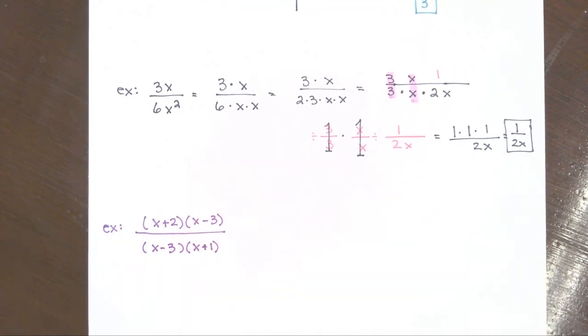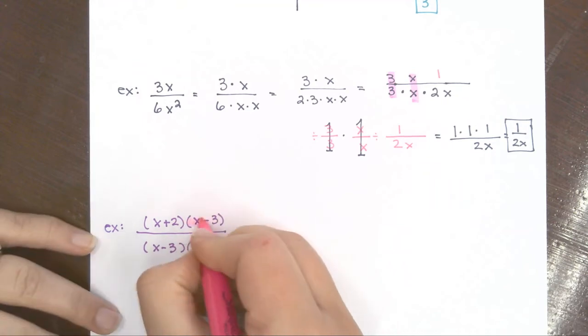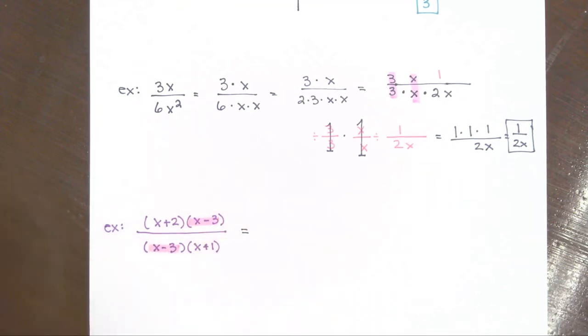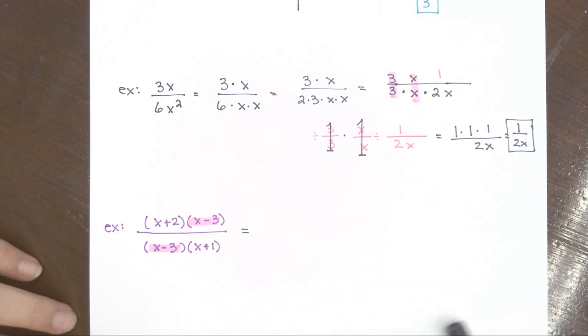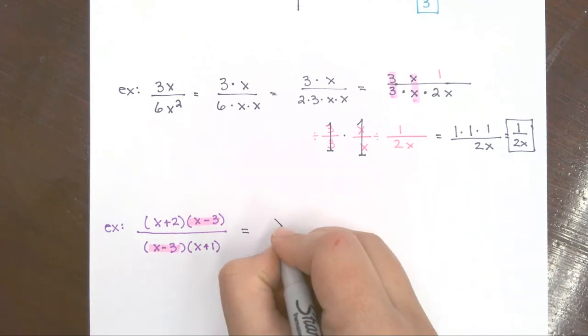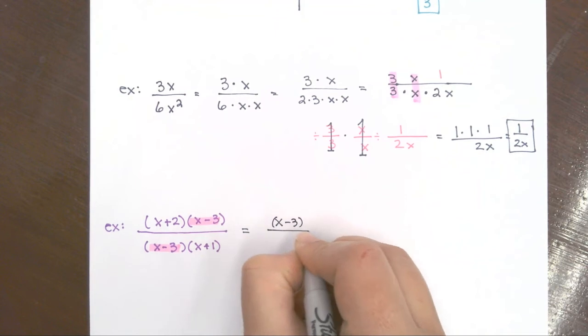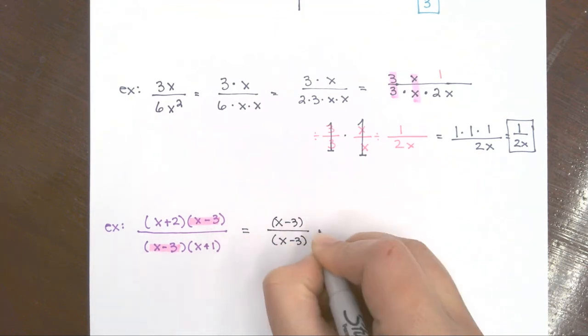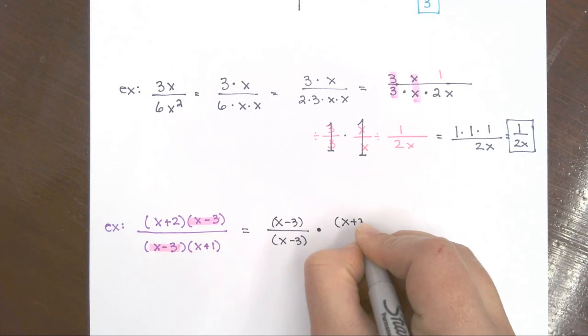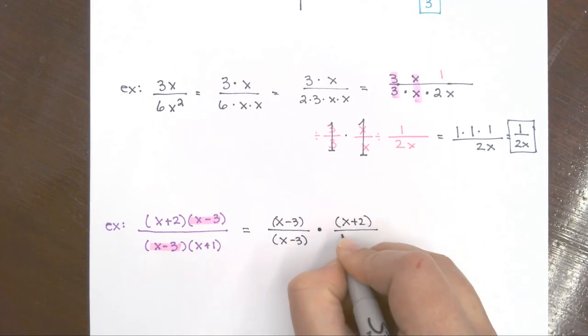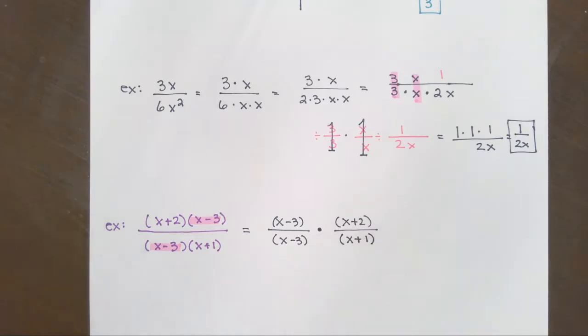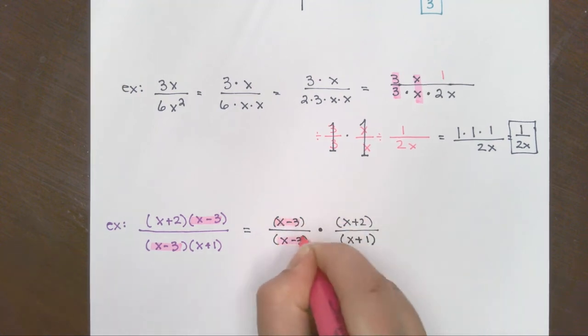When you have it in factored form, you get to see already that you have 2 of the same bubbles. Now this is extremely important. The bubbles must match. They must match identically. So what you really have is x minus 3 bubble divided by x minus 3 bubble times x plus 2 divided by x plus 1. You notice that you have a bubble divided by a bubble. Those are the same things.